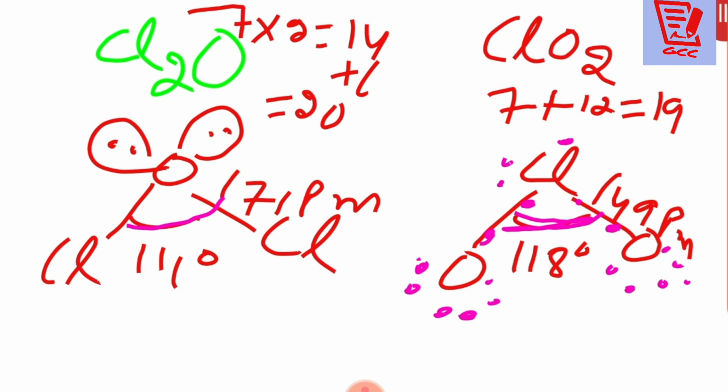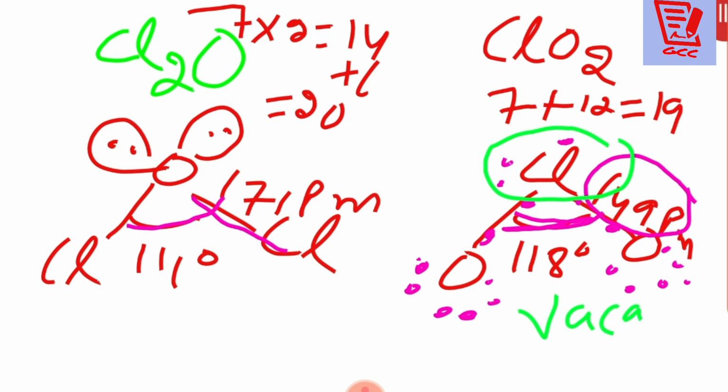Okay, but the main important thing is here we have to compare the bond length, not the angles. You can see in this one the OCl bond length is 171 picometer, but here the OCl bond length is 149 picometer. Means in this case bond length is shorter, because the central atom is chlorine, which has a vacant d orbital. So it can form a p pi d pi double bond over there.